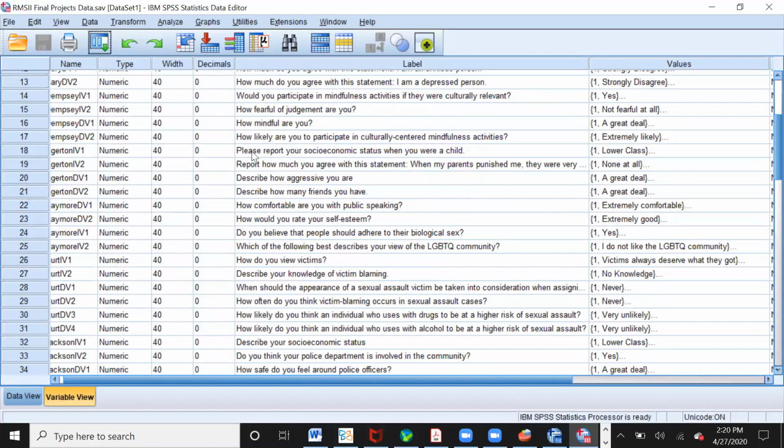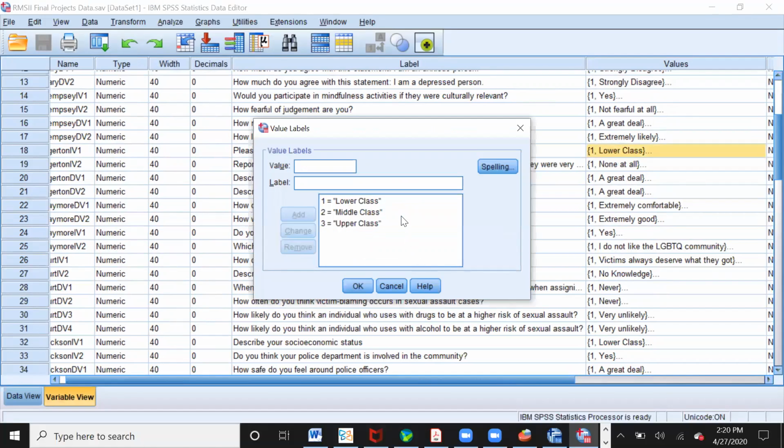So here are your questions. "Please report your socioeconomic status when you were a child." And in the value section, you can see they could report as lower, middle, or upper, and you're going to need to remember to report that no one responded as upper class. Okay.